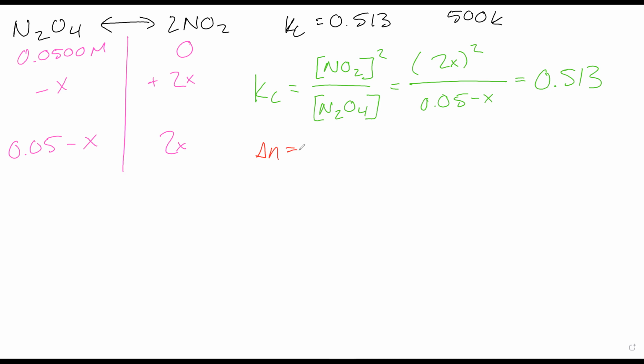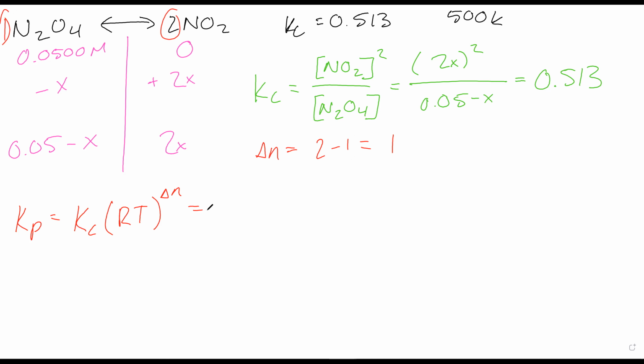What is delta n? The sum of the coefficients of the products minus the sum of the coefficients of the reactants. In this case, it is 2 minus 1, which gives us 1. So looking at our Kp formula again, which is just Kc times RT to the power of delta n. And I know that delta n is not 0, which means I have to do all the math.